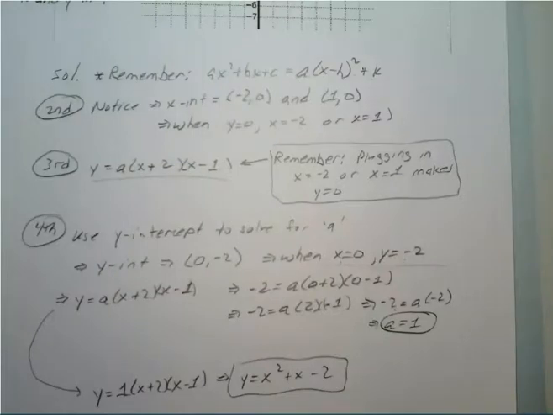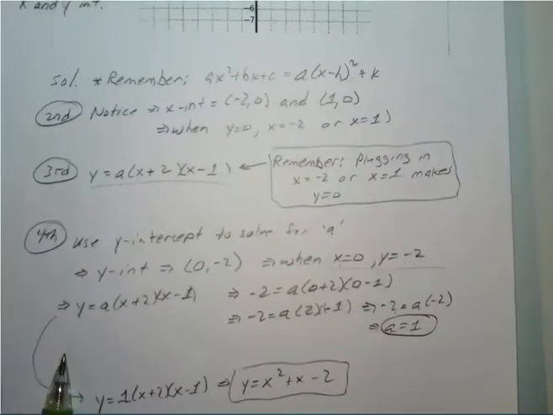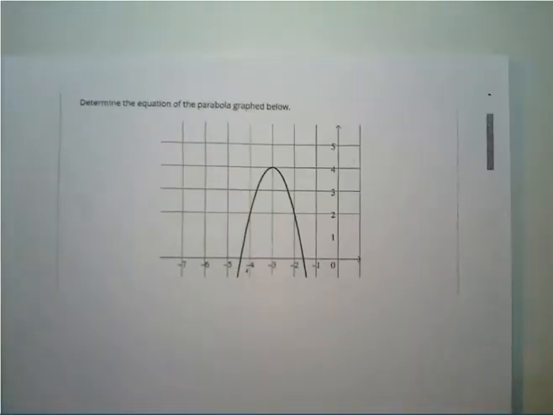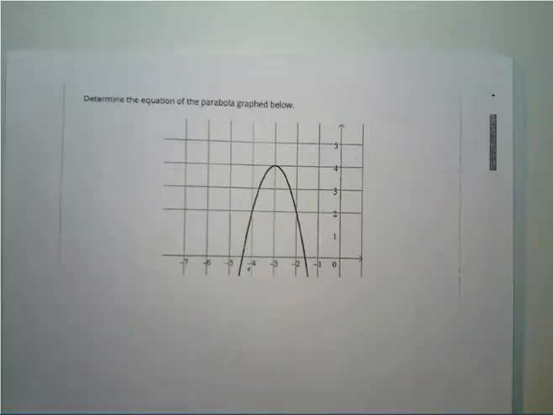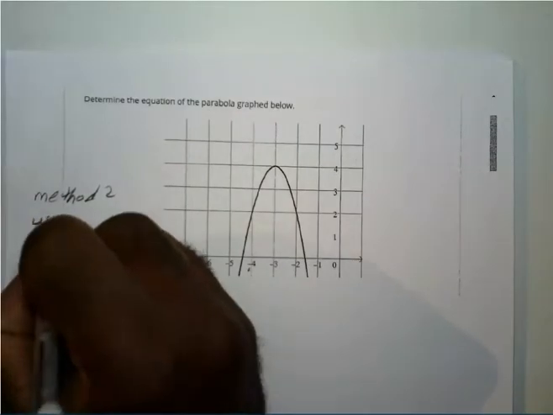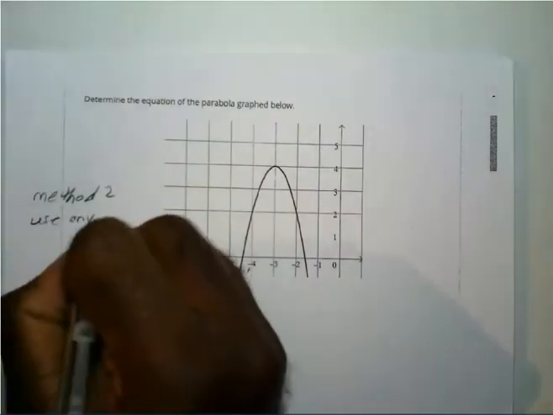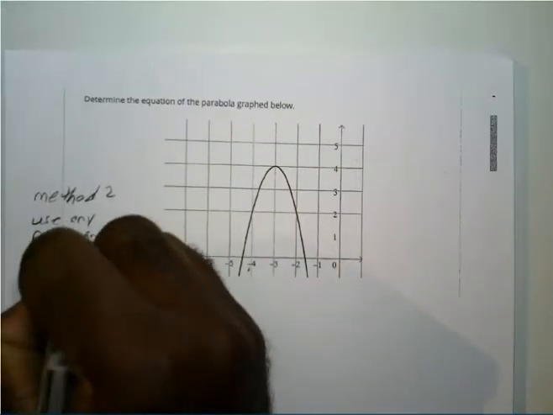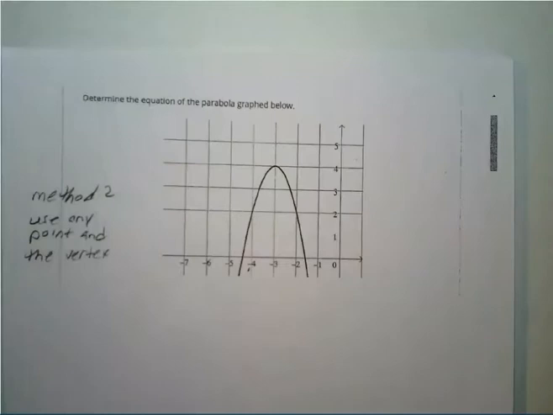If you are still writing, feel free to press pause. We're going to go into the next example, where on this one we used the x and y intercepts. On the next example, we're going to use the vertex. So method 2: use any point and the vertex. Now, no one method is better than the other.